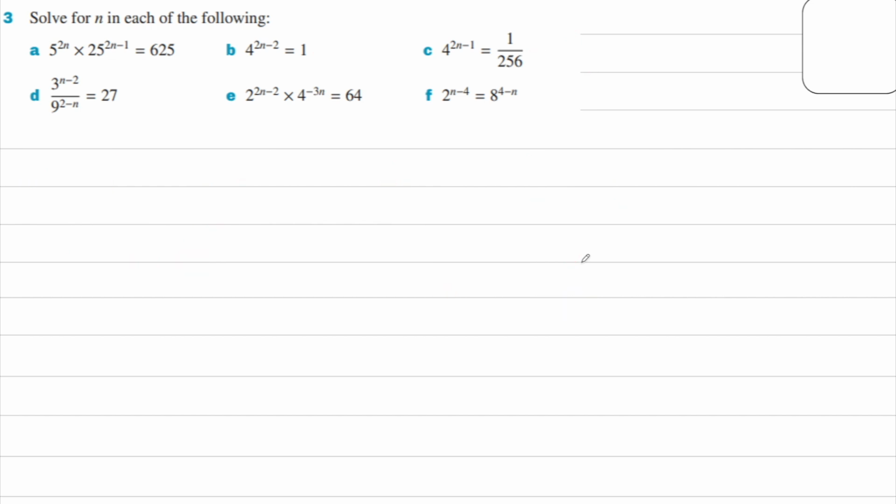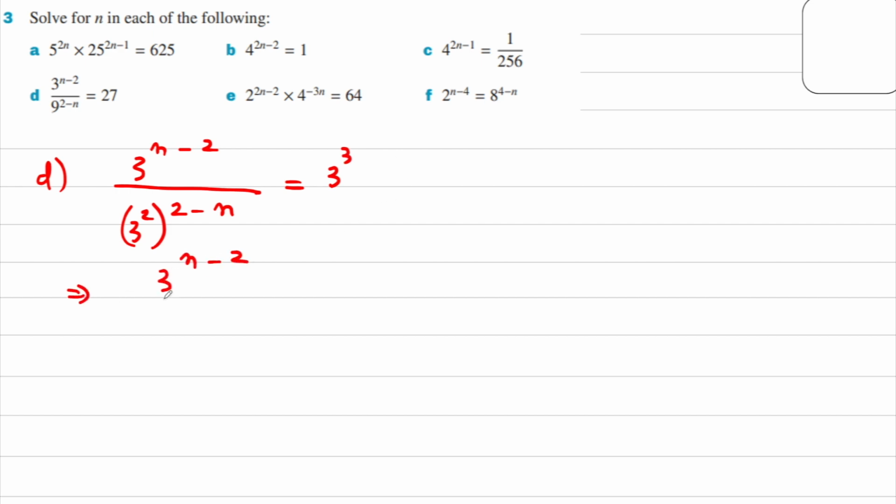About question D, a little bit difficult and very complicated when you want to start working out this kind of question because this is division. The first thing I will do, I will convert 9 to the base number of 3. It means 3 squared. I have to put it inside the bracket, and the outside you got 2 minus n here. 27 is quite easy. 3 to power of 3. It means cube. So step by step, you don't need to do it very quickly for this kind of question because it's very easy to make a mistake in writing.